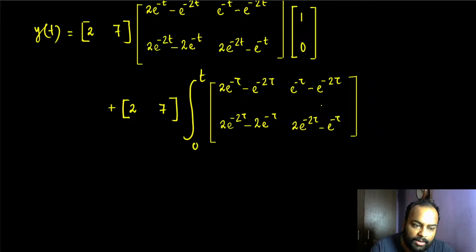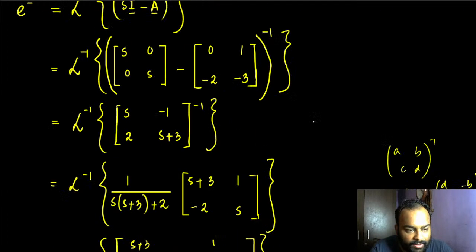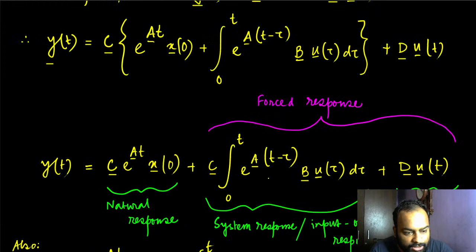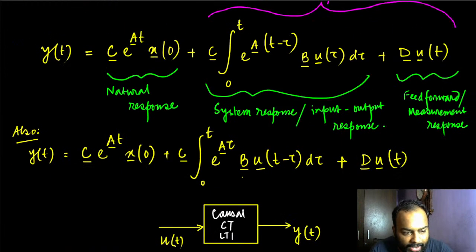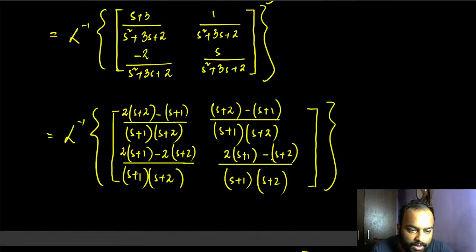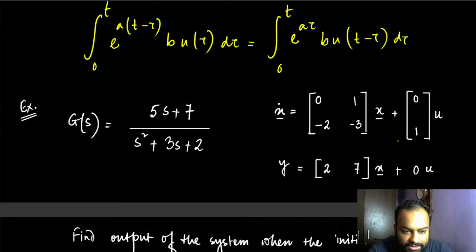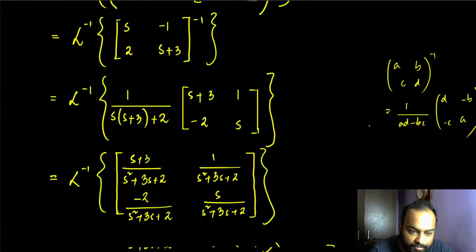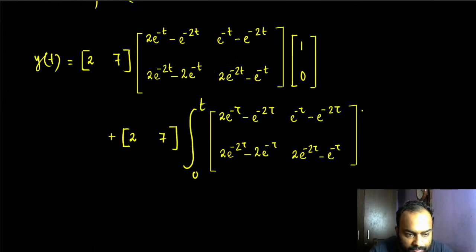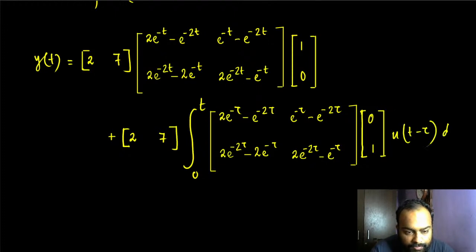Then we have B matrix here, because of this, once again, that was the solution. So e to the power a tau, then B u(t minus tau), right? And what is the B matrix for this system? B matrix is this. Okay, this is the B matrix. So that was 0, 1. And u(t minus tau) d tau. And that's the forced response because D is 0 here.